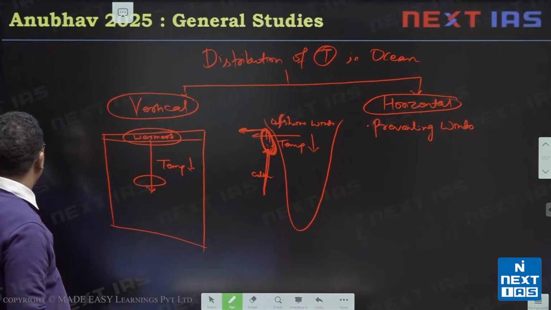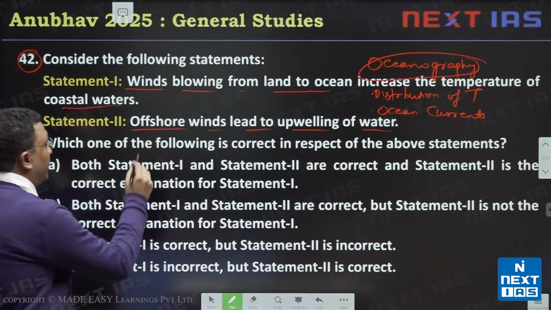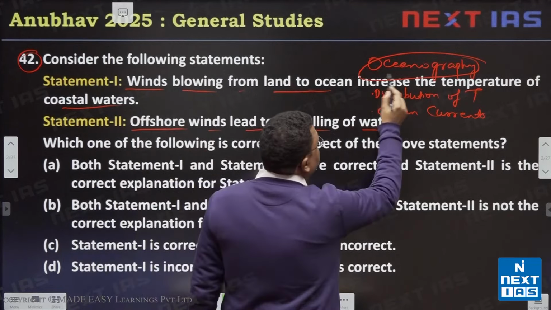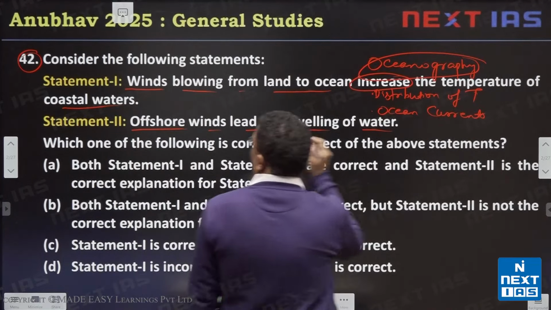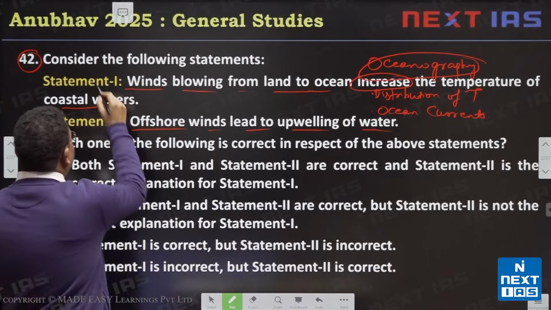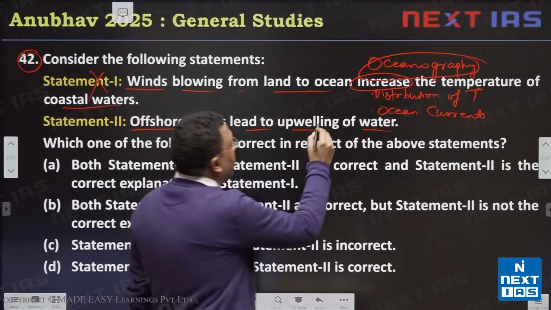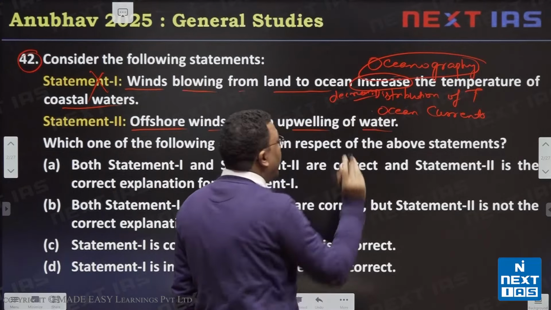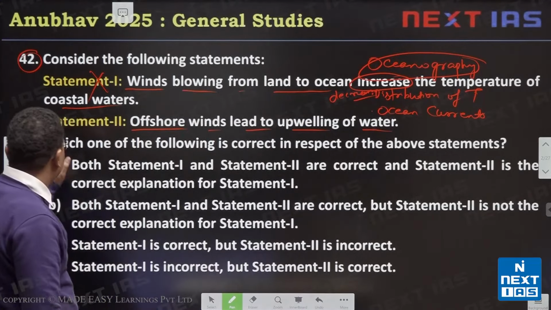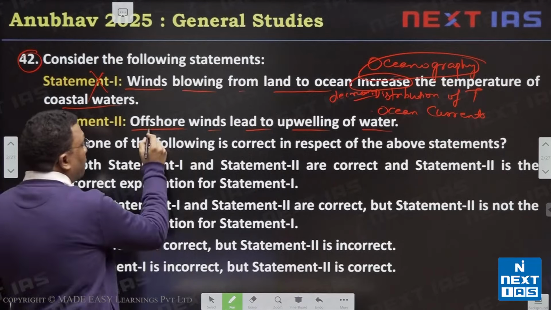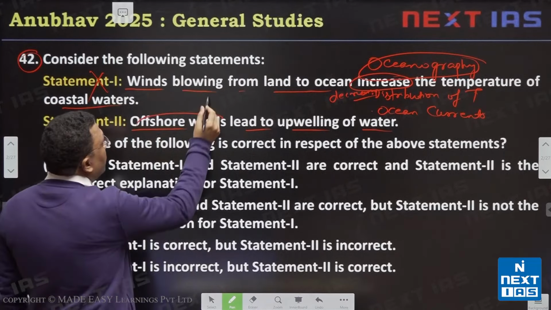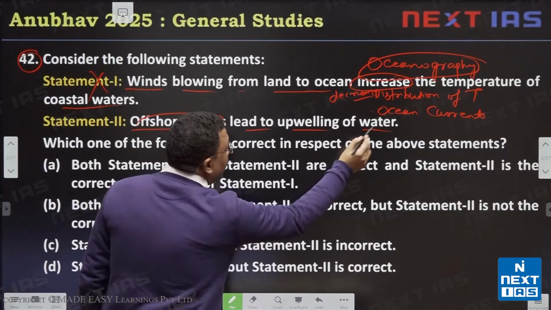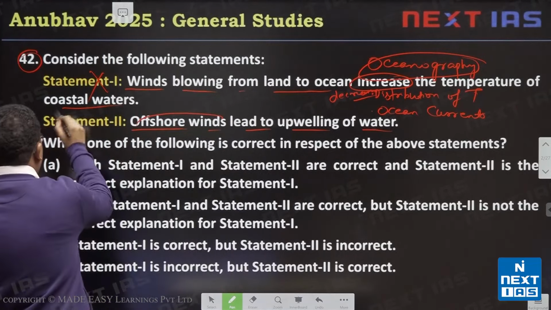Now let's read our question once again. The first statement says winds blowing from land to ocean increase the temperature of coastal water. So this is not correct. This will actually decrease the temperature, not increase, right. Now let's see the second statement. It says offshore winds, that means winds blowing from land to ocean, lead to upwelling of water. This is a correct statement.